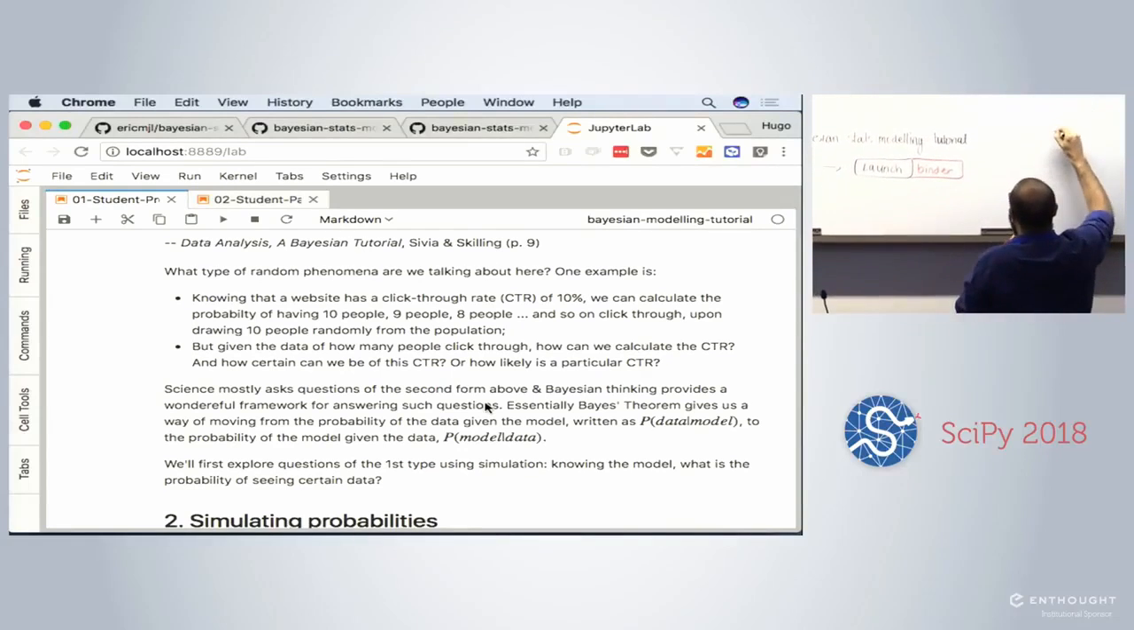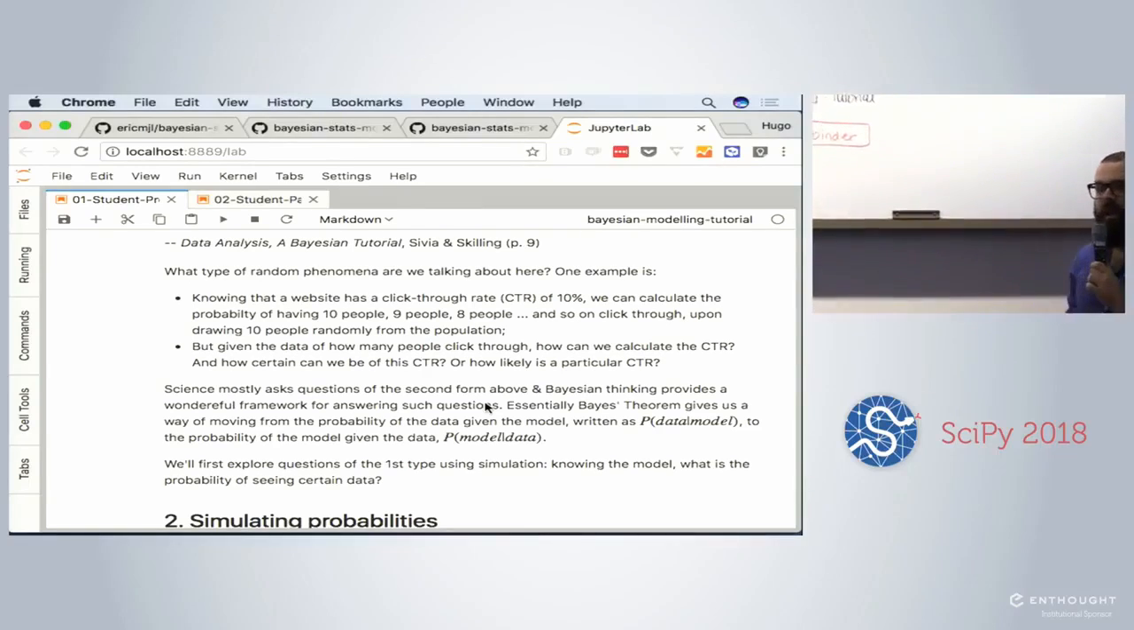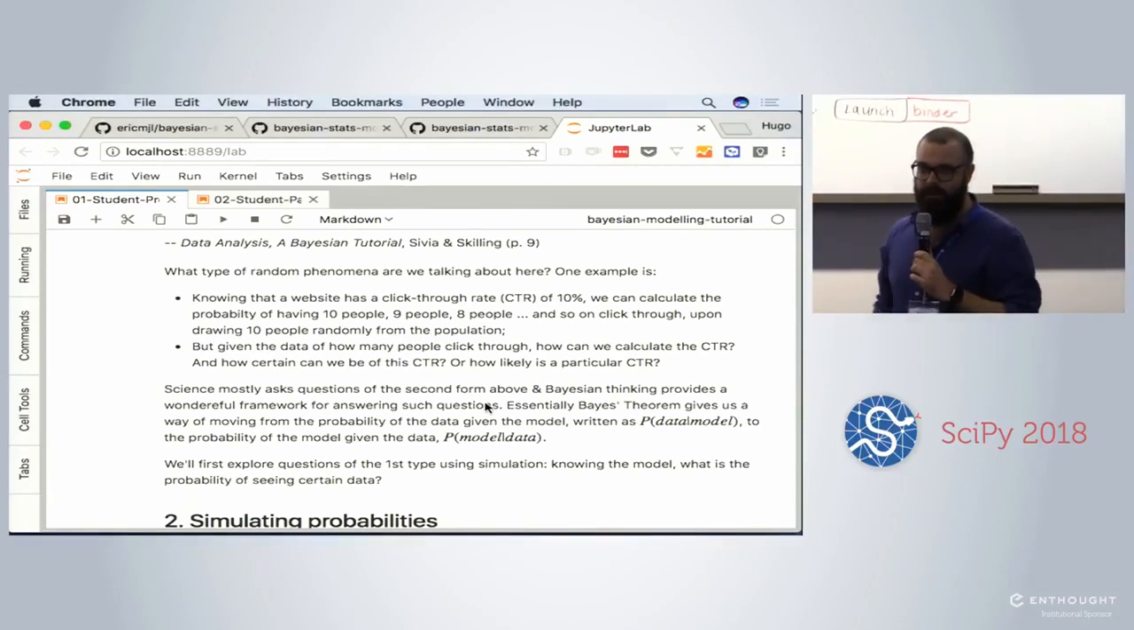What we're not good at is thinking about the probability of a particular model given data, okay? And that's precisely what we're going to see that Bayesian inference can be very powerful at doing today.